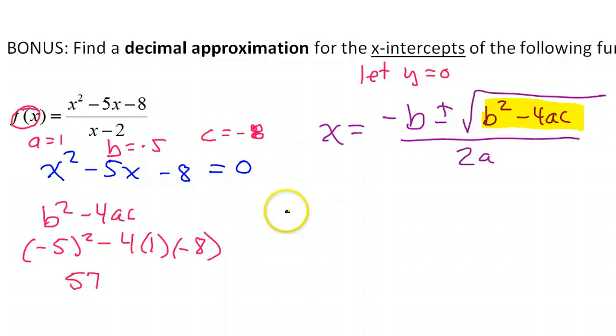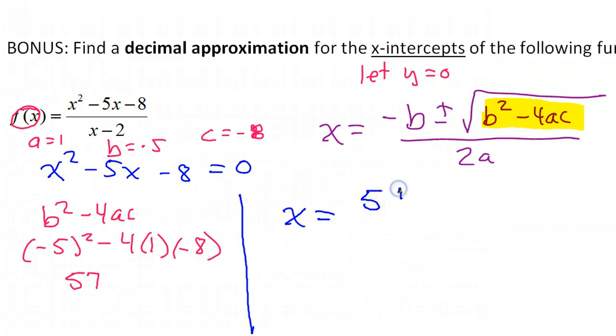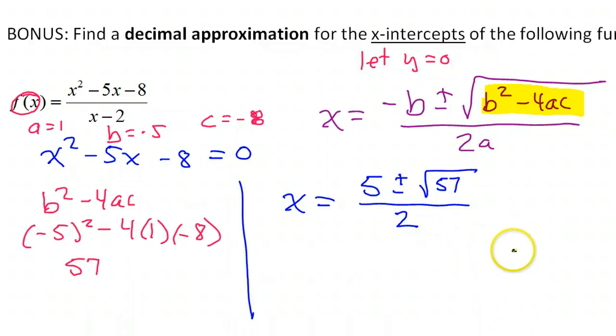So that means x is going to equal the opposite of b. So b is negative 5, so the opposite of b is positive 5 plus or minus square root. We already did this part. That's 57, all over 2a. Well, a is 1, so 2a will just be 2. So this will give us our x-intercepts.